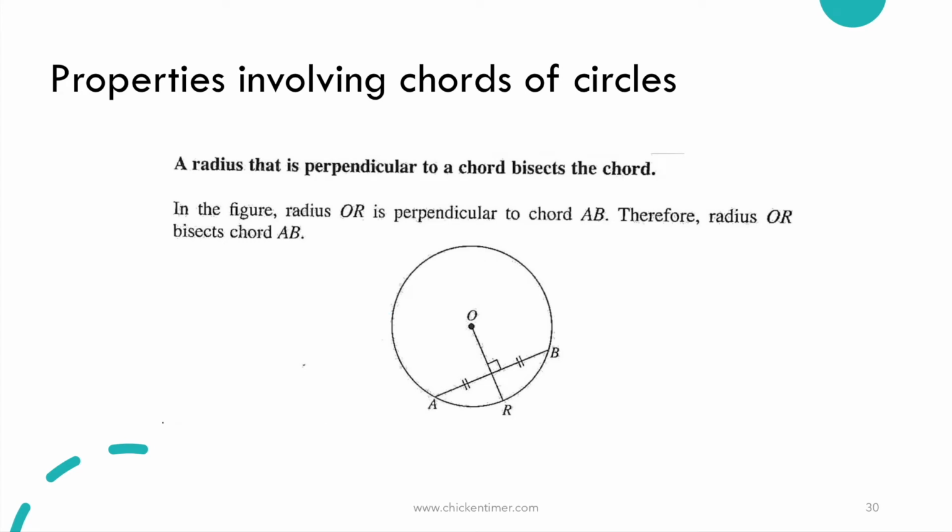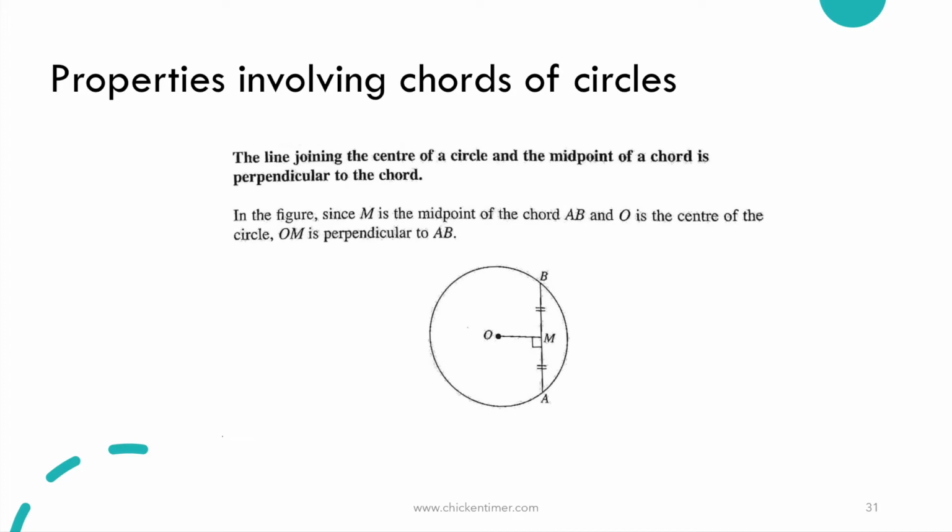Then if we have a chord and it is perpendicular, the radius, right, will be the perpendicular bisector. So you end up these two become the same length. Then you have a line that joins the center and the midpoint of the chord. Then that means this two is perpendicular.